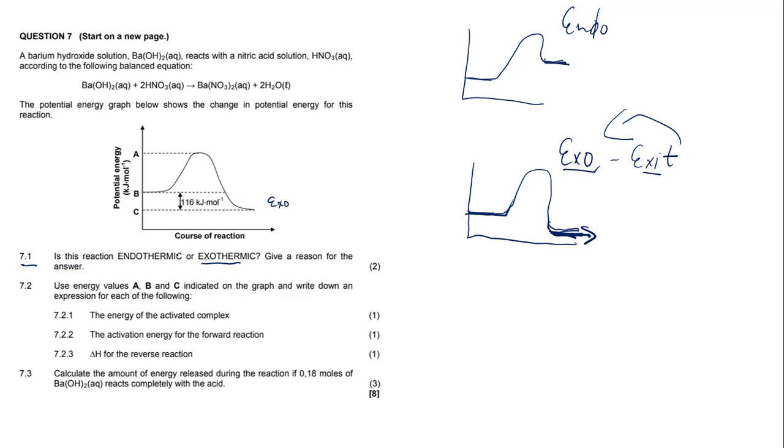Exit. Why do we say this is an exothermic reaction? It's simply because the reactants have higher energy than the products. Okay, this is your reason.